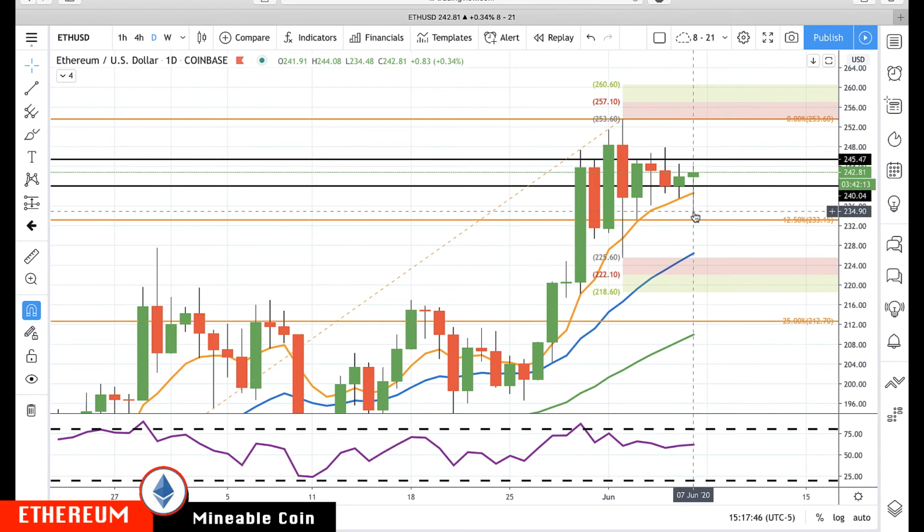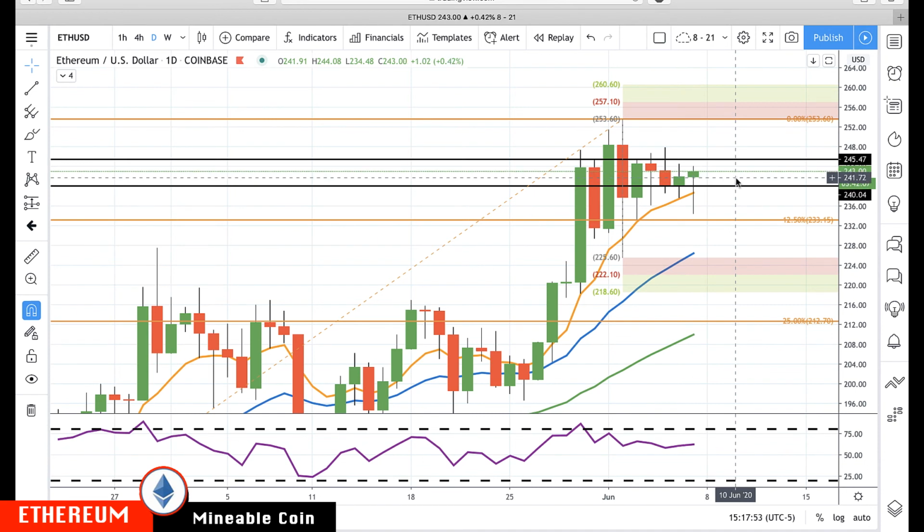Price action is starting to pick up now, a Sunday afternoon here, Chicago time. So we'll be watching it into the evening, and we'll talk to everyone soon.